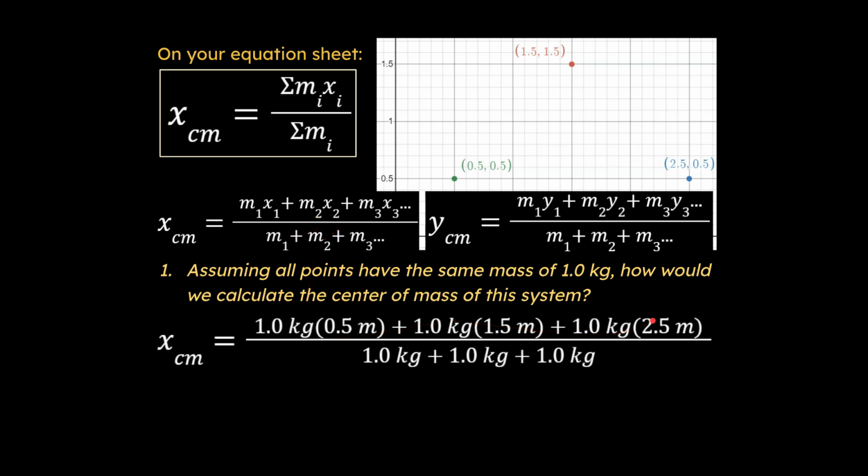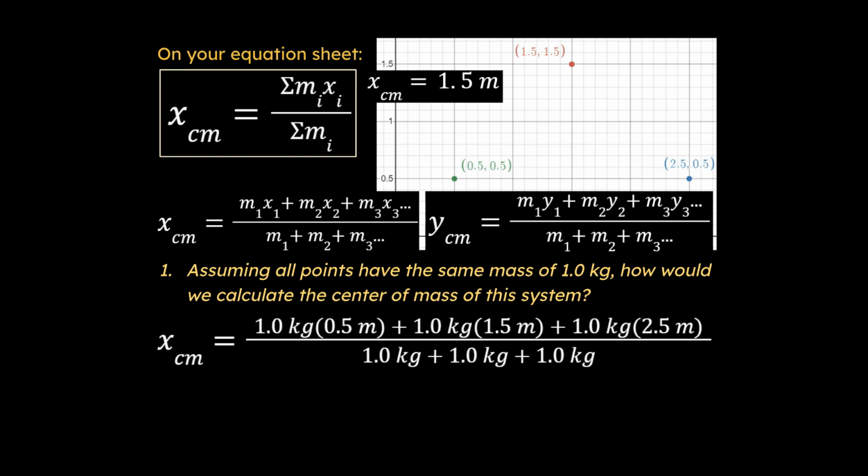So all of these have a mass of 1 kilogram just to make it super easy to begin with. And we have our x values here, so 0.5, 1.5, and 2.5 corresponds to this green, red, and blue x values. And I ran out of room here, so I'm going to put the answer right up here, and so the answer turns out to be 1.5 meters, which we knew. We could visually just check that and say, oh yeah, it's going to be 1.5 meters.